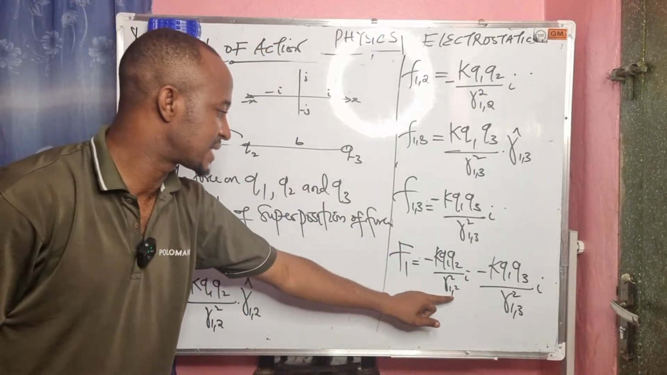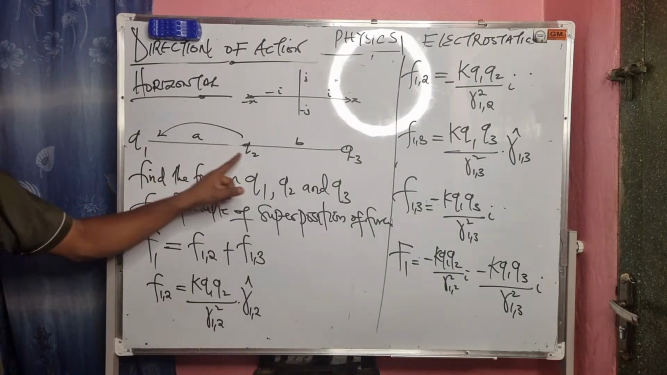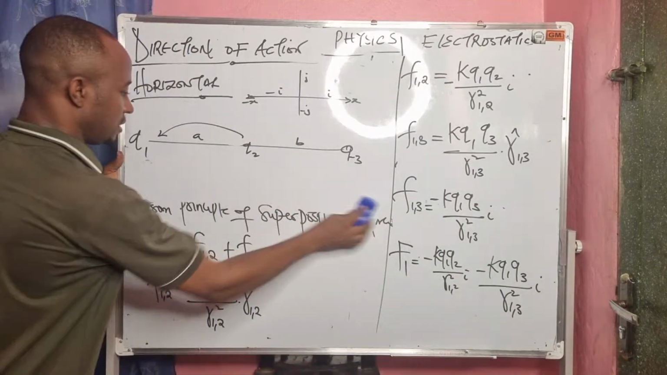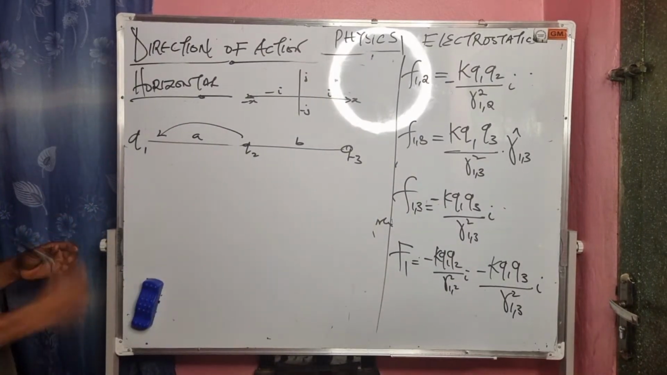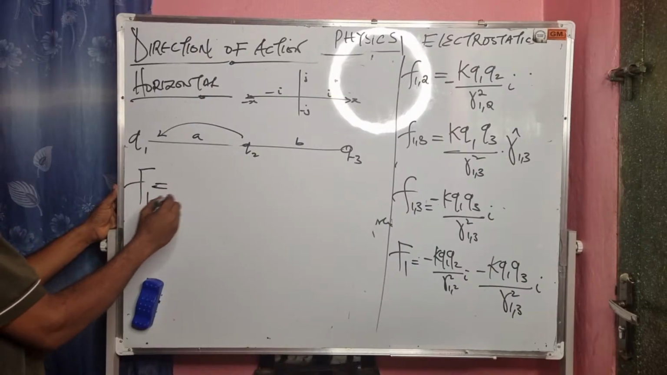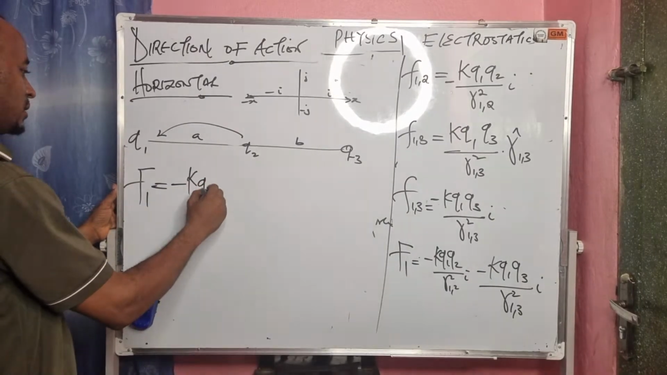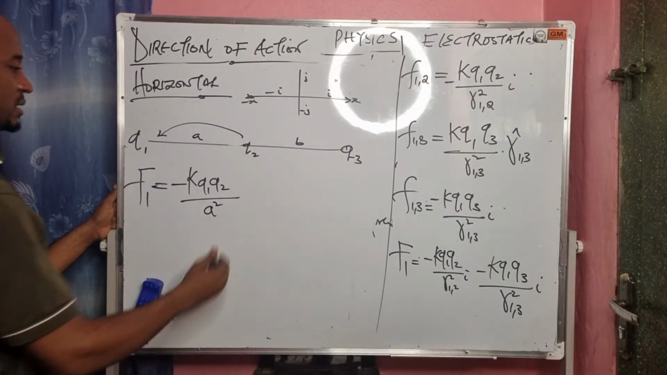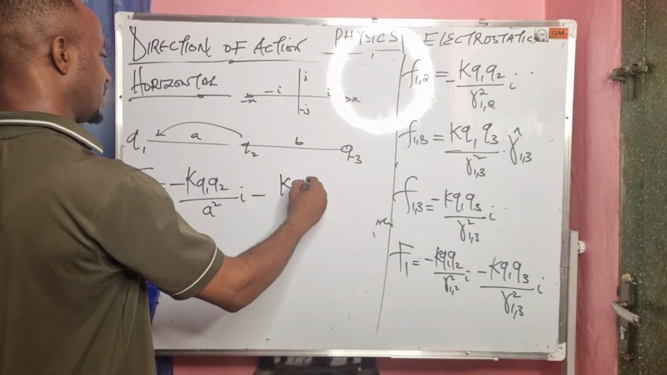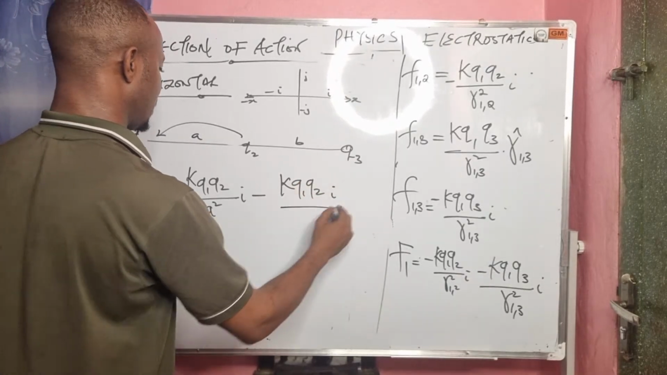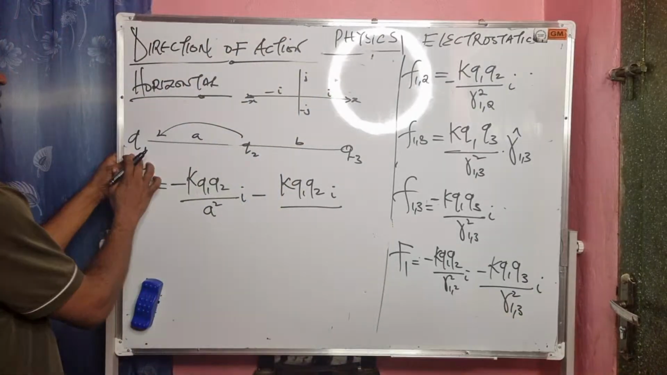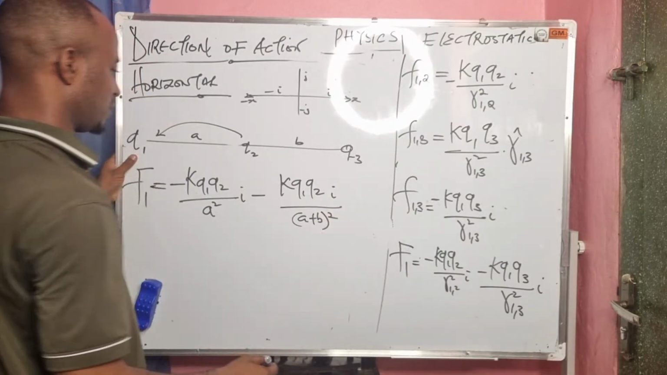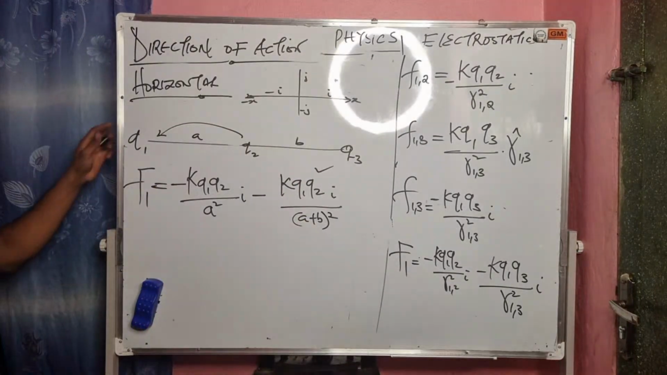But don't forget that the distance R12, from 1 to 2, is A. So I can rewrite this by saying that F1 equals minus KQ1 Q2 over R12, which is A, so we have A squared, I, minus KQ1 Q2 I divided by R13, from 1 to 3, which is A plus B, all squared. This is the final expression for F1.